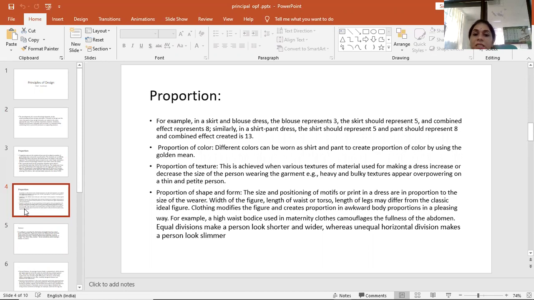Clothing modifies the figure and creates proportion in awkward body proportion in a pleasing way. For example, a high waist bodice used in maternity clothes camouflages the fullness of the abdomen. Equal divisions make a person look shorter and wider, whereas unequal horizontal divisions make a person look taller.